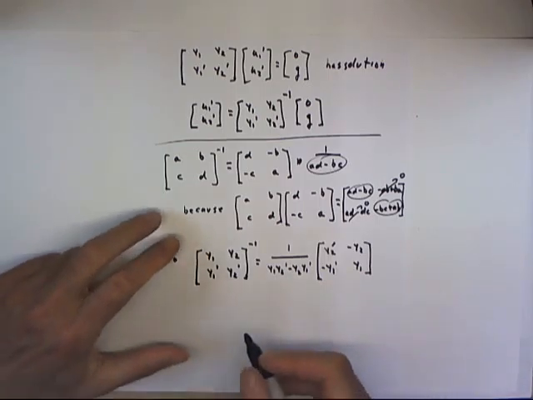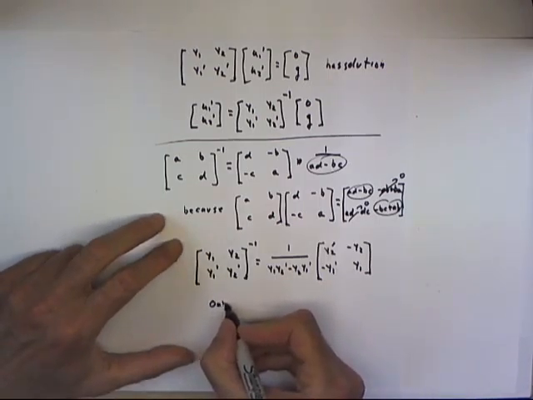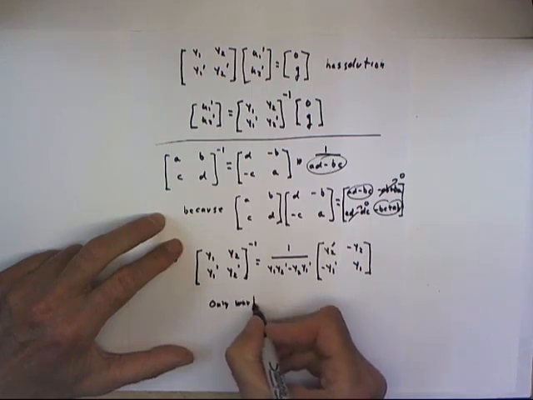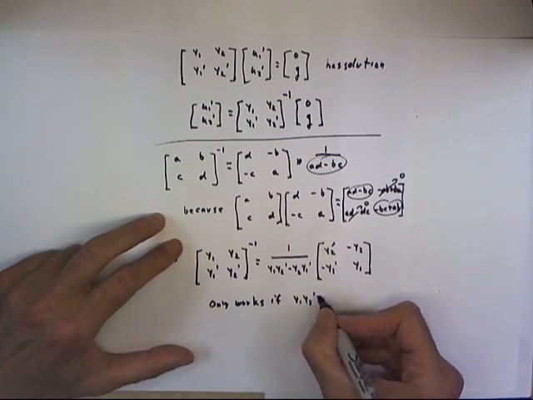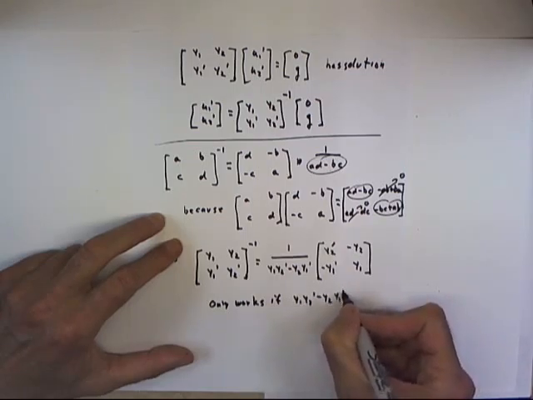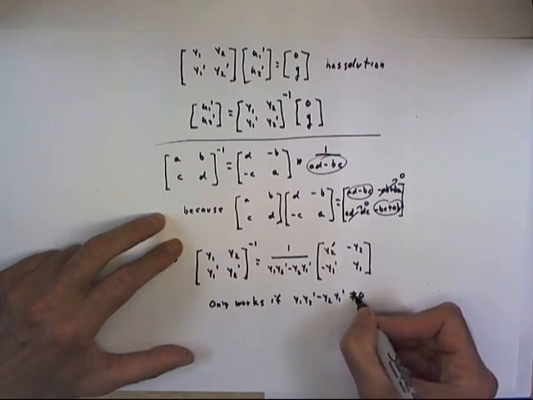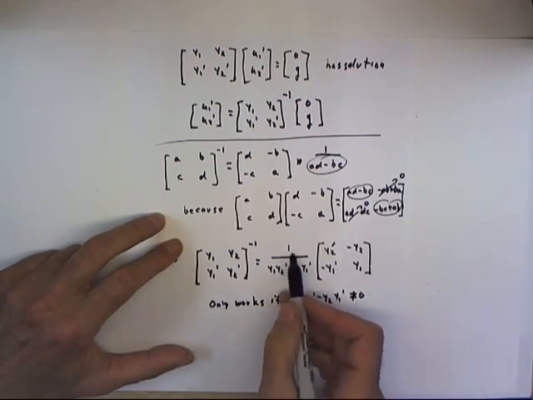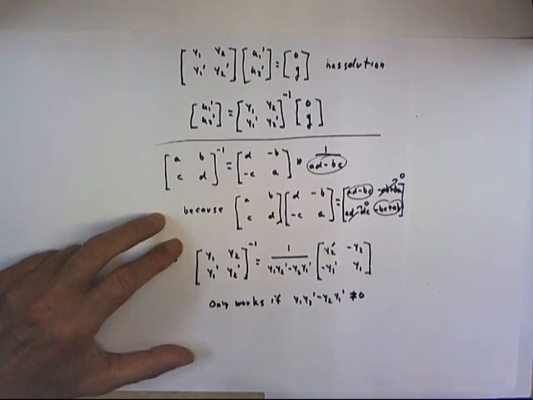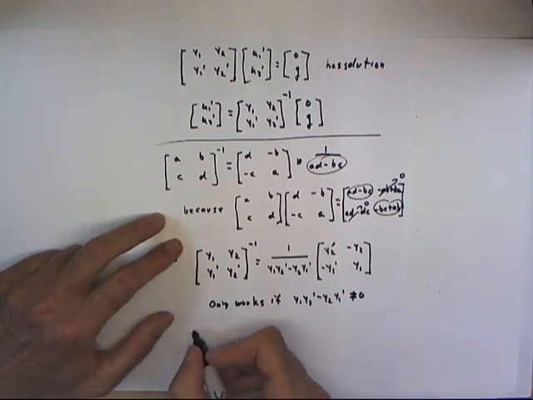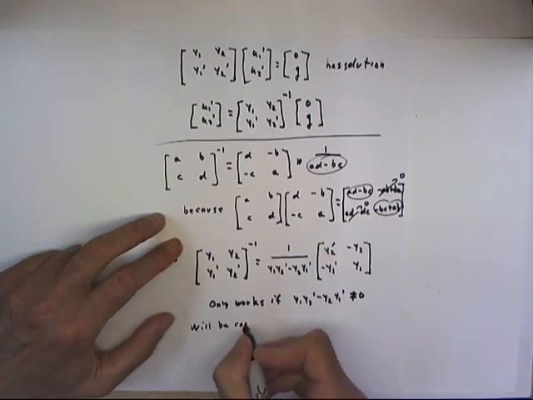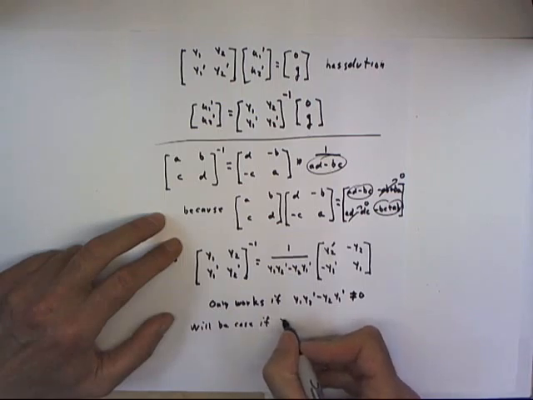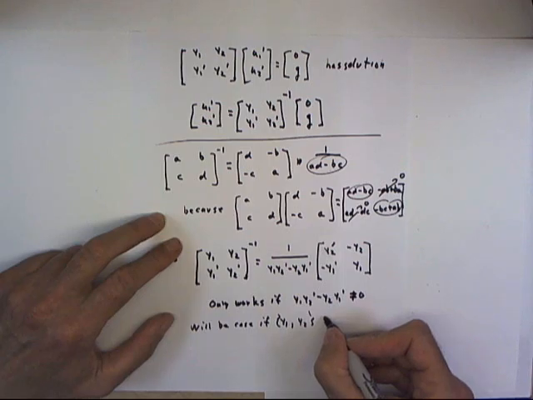I'll also note that this only works if y1 y2 prime minus y2 y1 prime is not equal to 0, because, of course, if this was equal to 0, you'd have a division by 0. But this will be the case if y1 and y2 form a fundamental set.